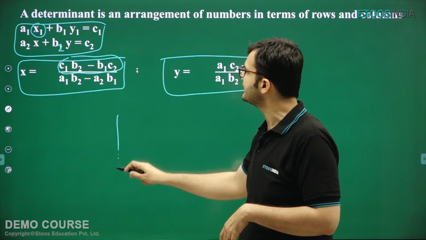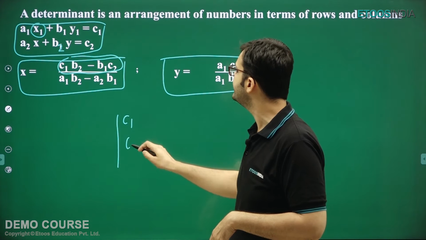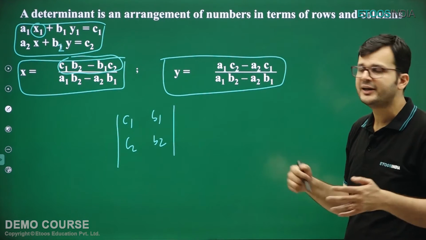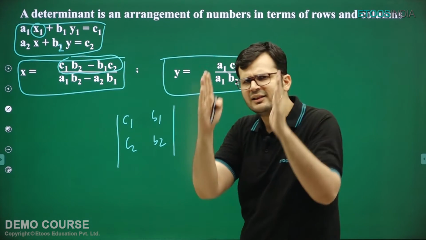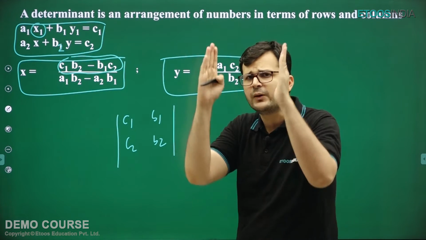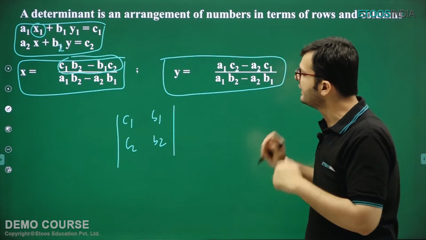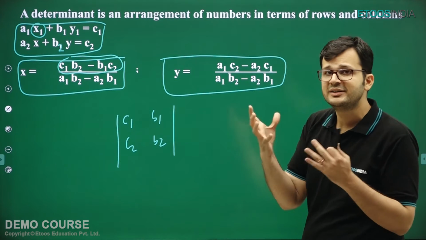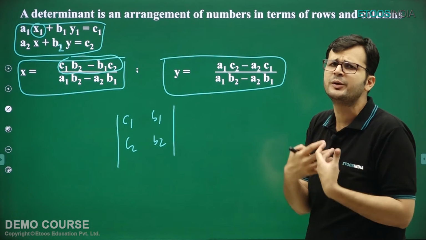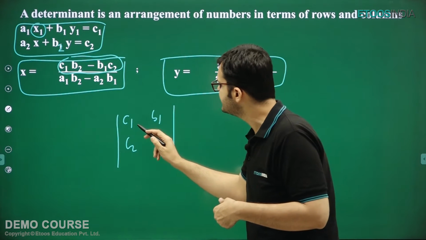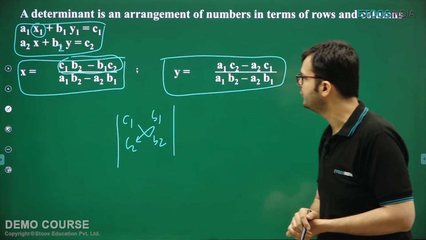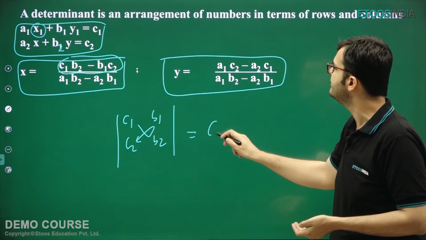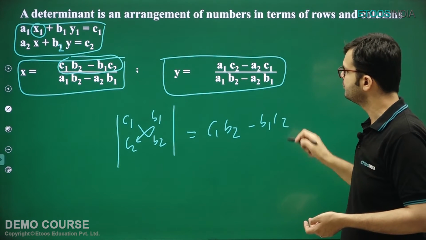So what we can instead do is replace this expression c1 b2 minus b1 c2 by this arrangement, which is c1 c2 and b1 b2. What the mathematicians decided between them is we will just make a rectangular arrangement, or even more precise, a square arrangement of numbers, and we will write it like this: c1 c2 b1 b2. And now how to open this? How will we understand what expression it represents? We are going to open it by cross multiplication method, which is this: c1 b2 minus b1 c2. That means the value of this determinant, we call this arrangement a determinant, is c1 b2 minus b1 c2.